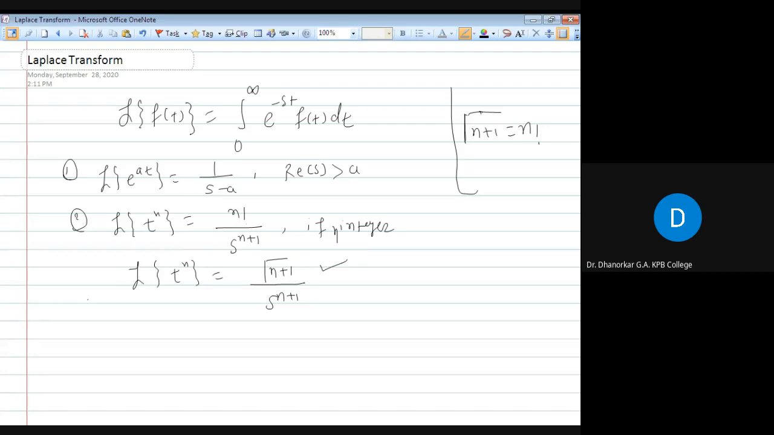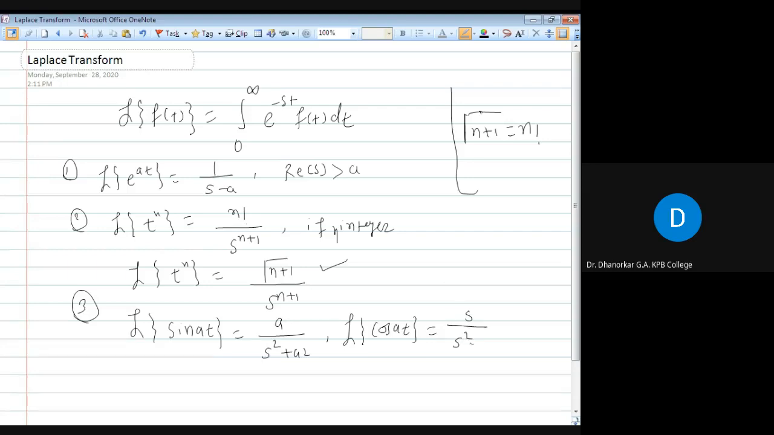Now, in this sequence of standard results, we know the Laplace transform of sine at. What is the Laplace transform of sine at? a divided by s square plus a square. Laplace transform of cos at is equal to s divided by s square plus a square.